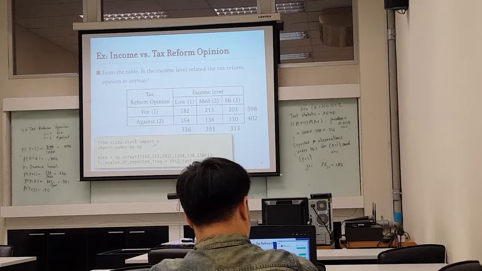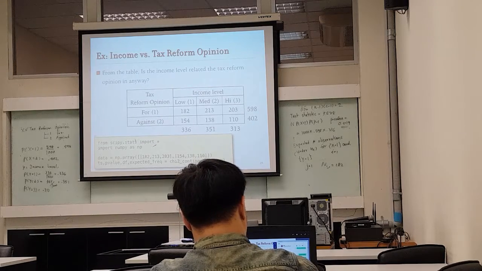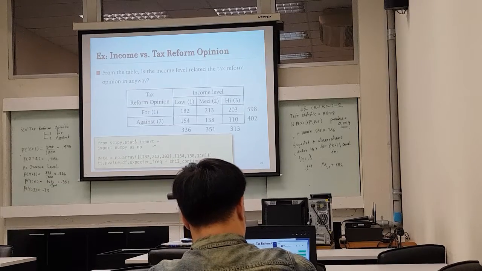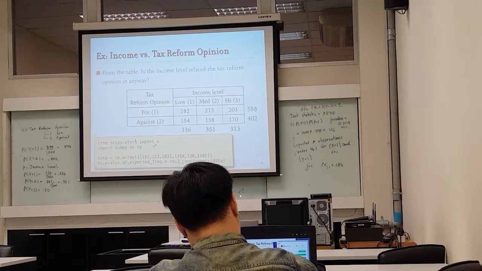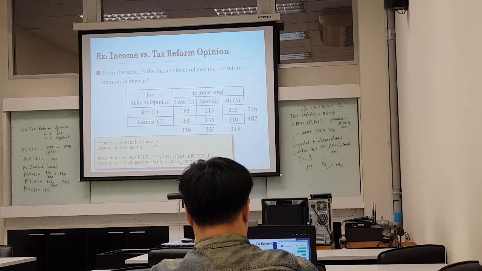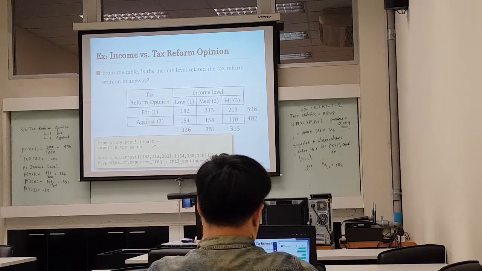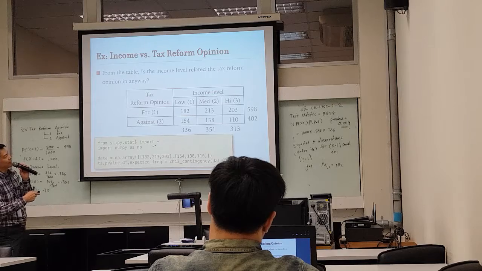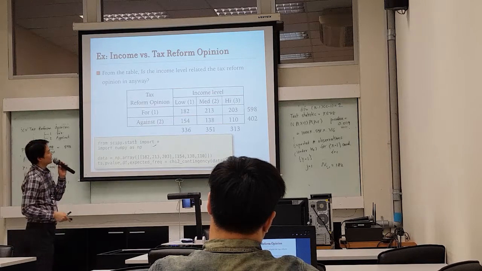Here, the proportion that vote for the tax reform opinion is about twice as much. But for low income people, the feeling is like it doesn't matter, because I don't have anything for you to be done. So the tax reform opinion maybe reduces the tax rate, something like that. So people with high income would prefer the tax reform opinion. So the income level is not independent of the tax reform.